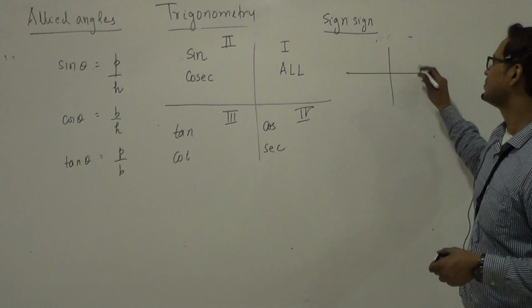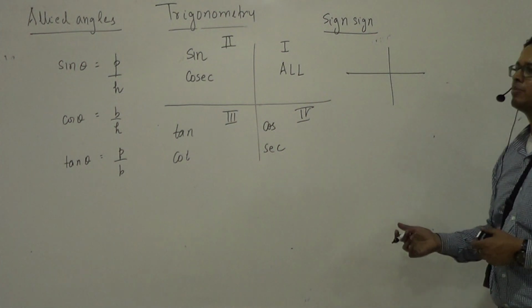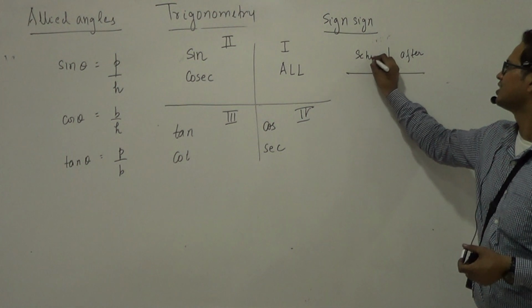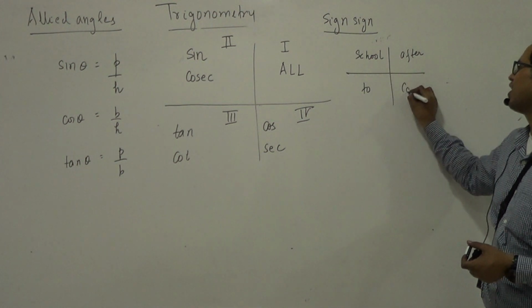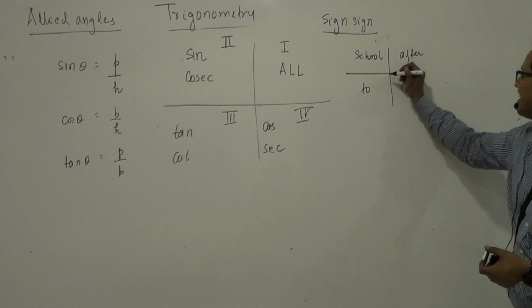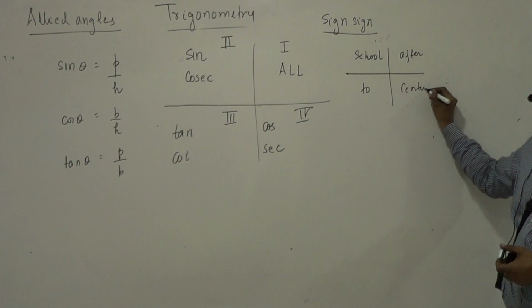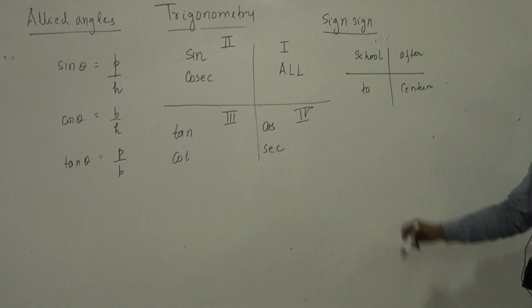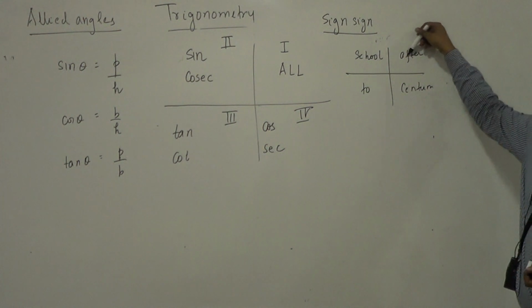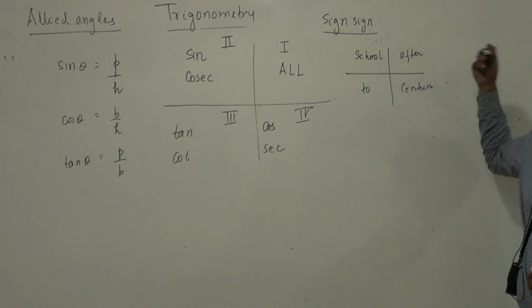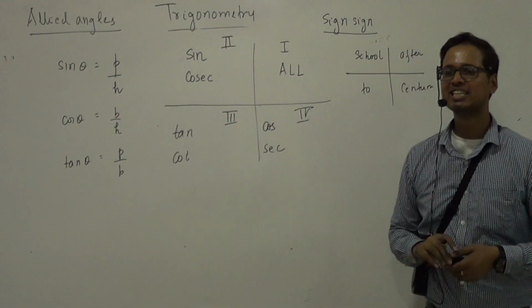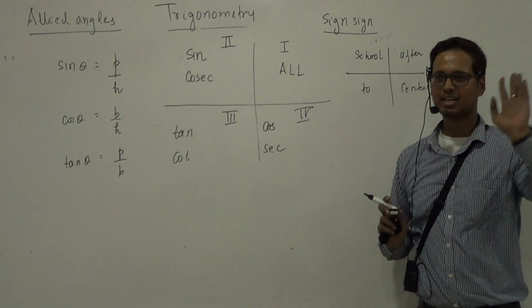This rule is better learned with a mnemonic. Many people say: After school, all schools to college. Add sugar to coffee. Right? After school to college, whatever. Is it okay? Clear?